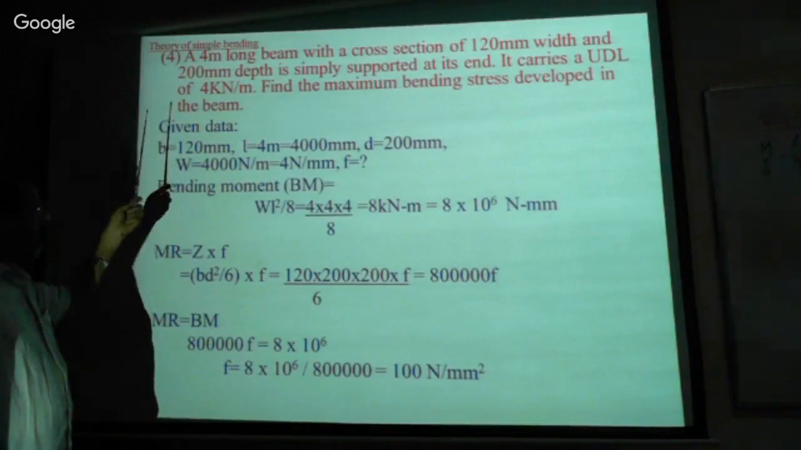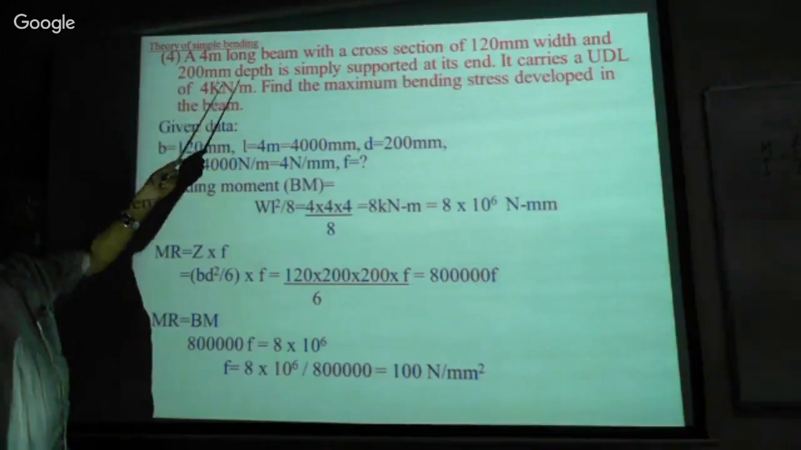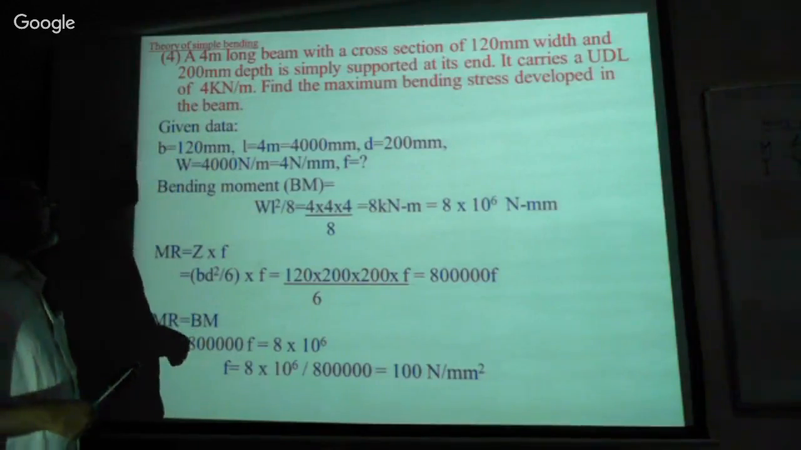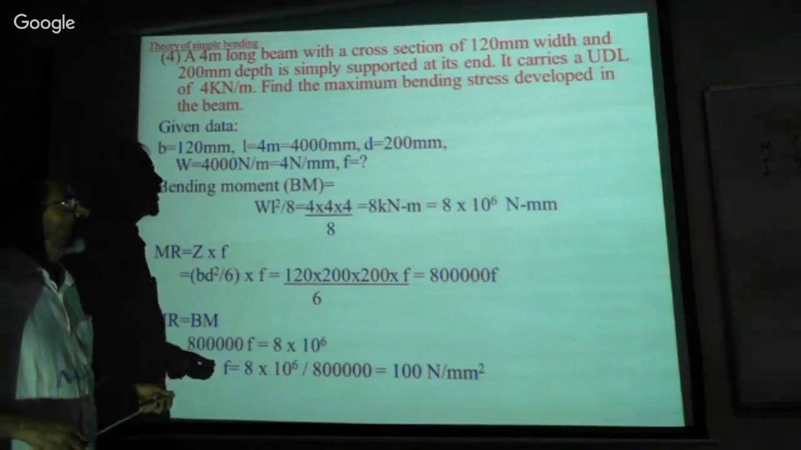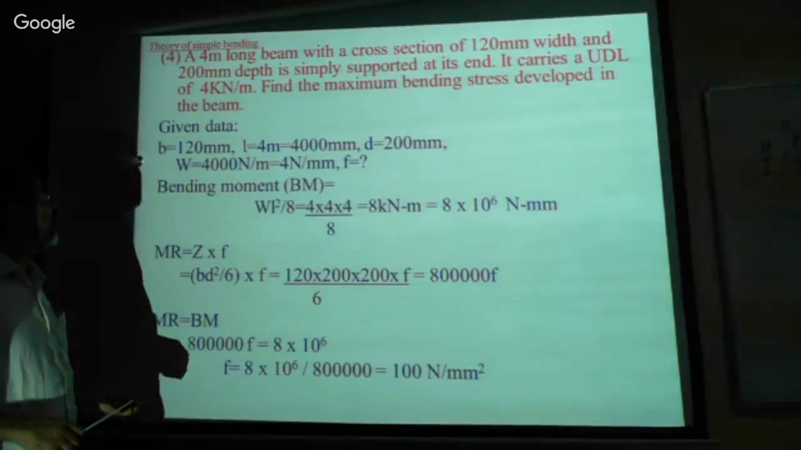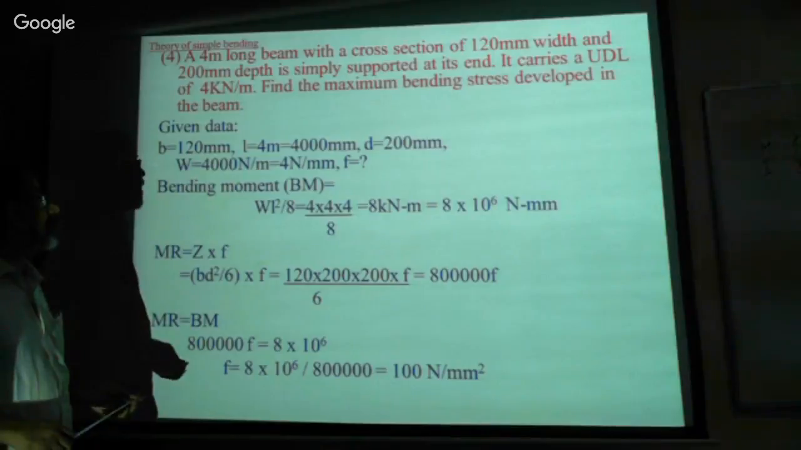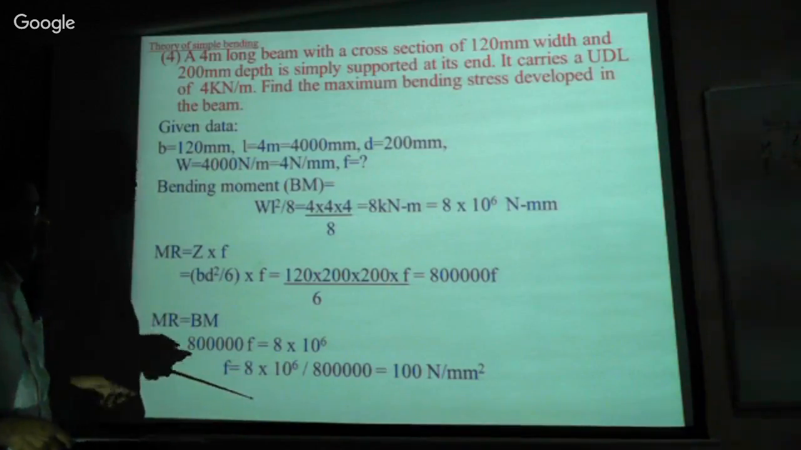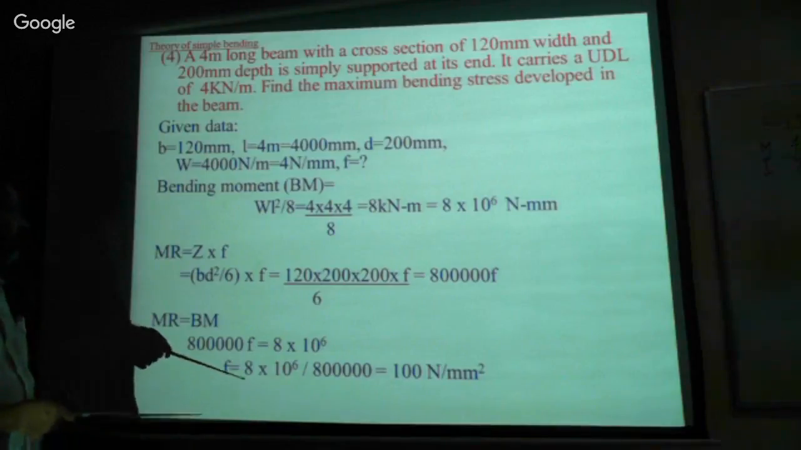Again, a 4 meter long beam with a cross section of 120 mm width and 200 mm depth is simply supported at its ends and carries a UDL of 4 kN per meter. Find the maximum bending stress developed in the material. Now we need to calculate the stress induced in the material.